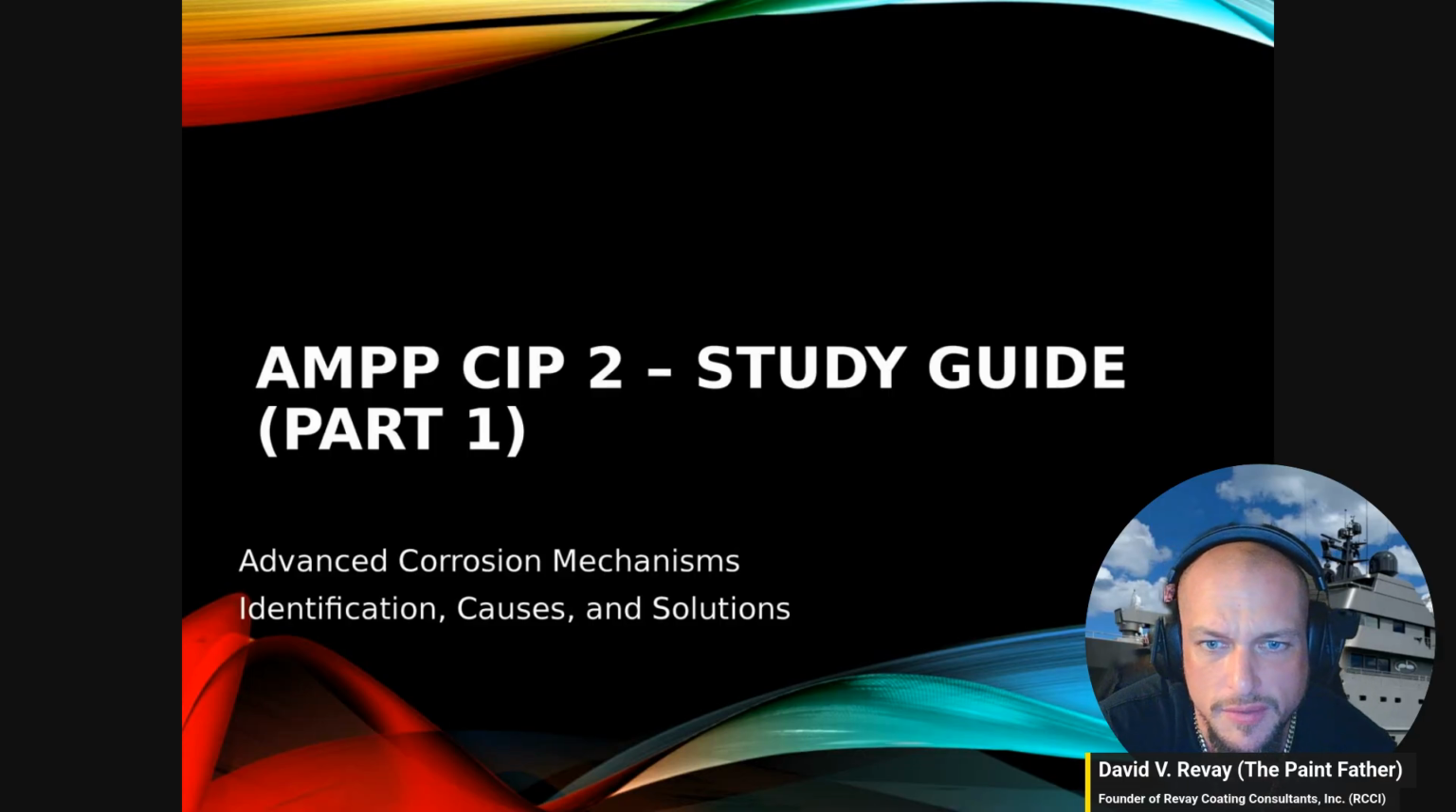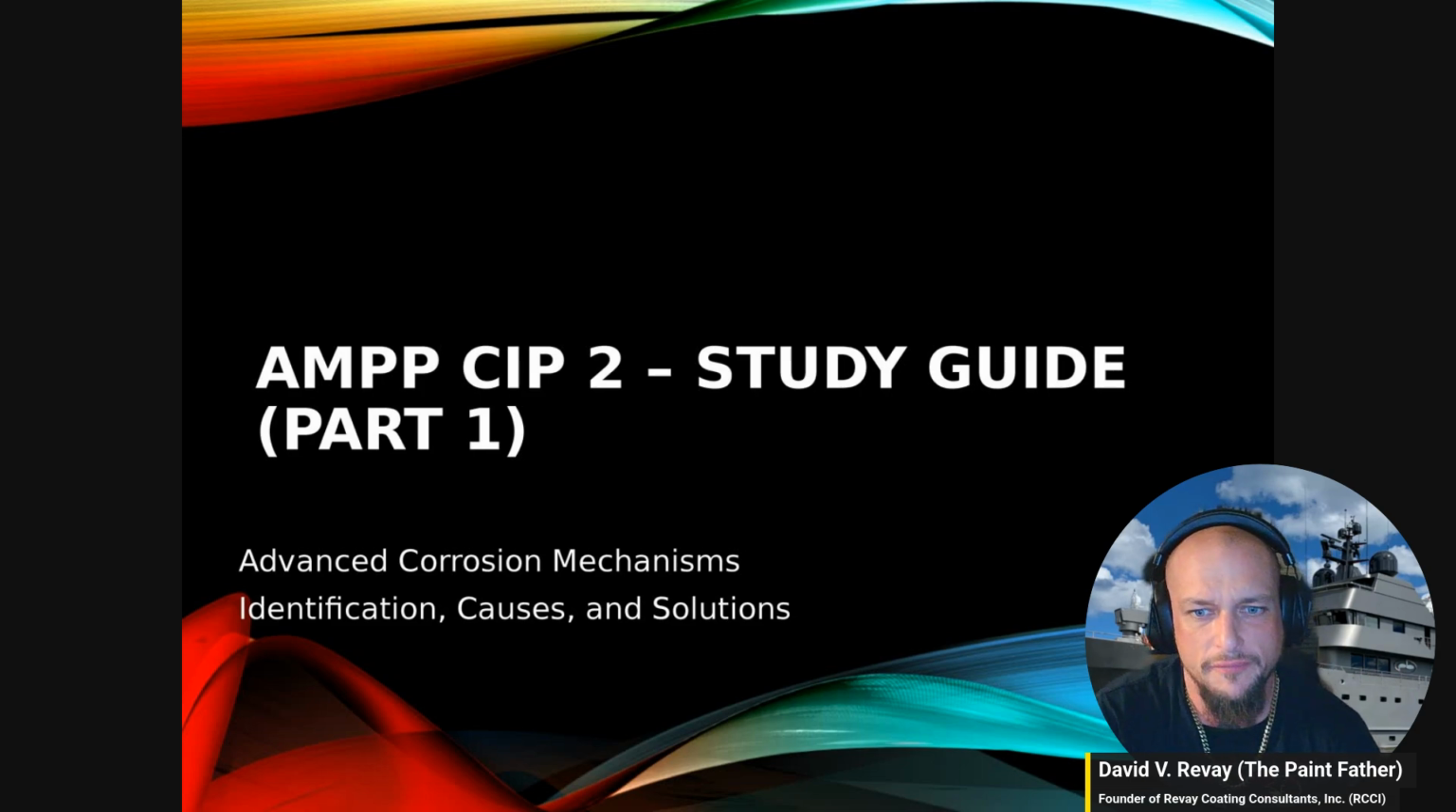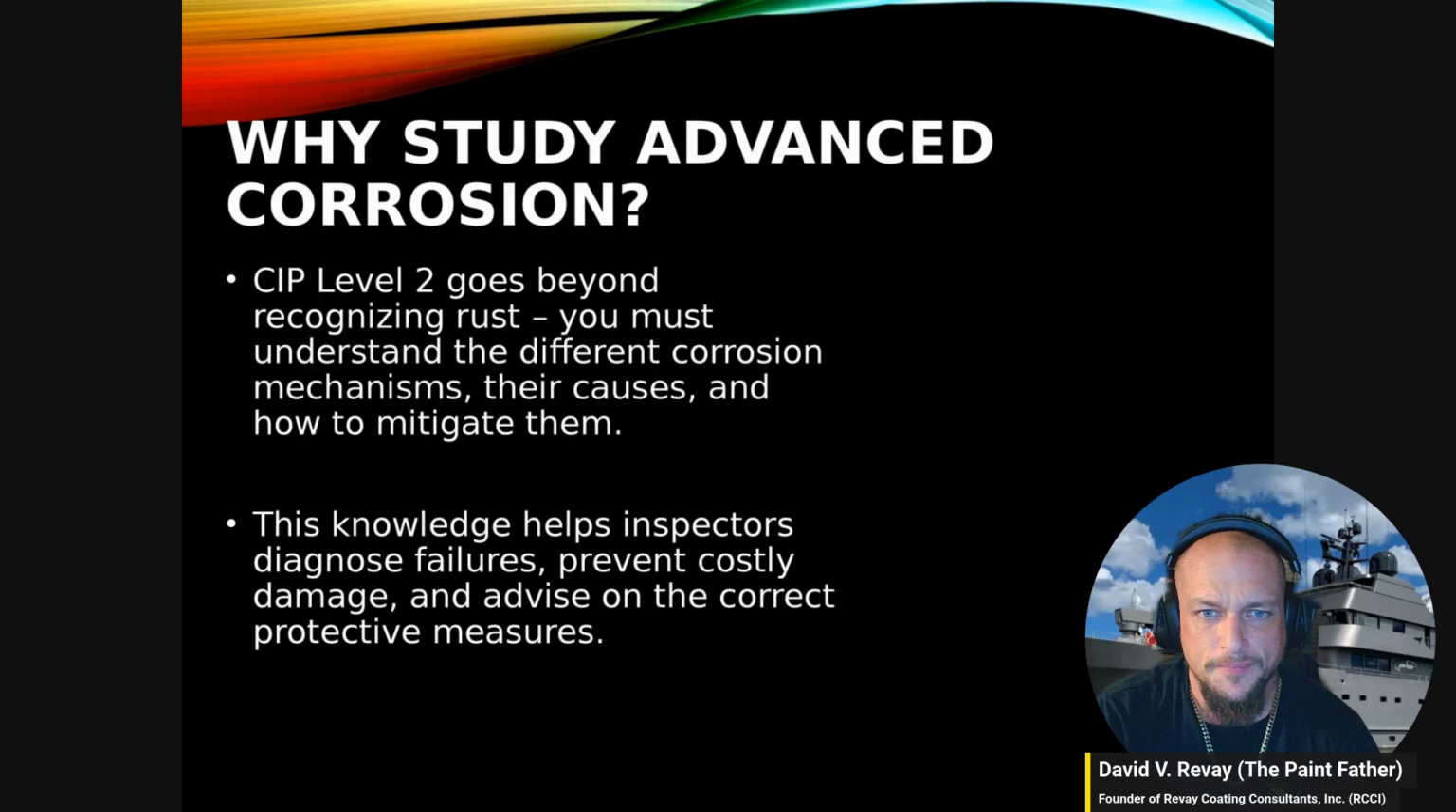This is the CIP2 study guide, part one of it anyway. In this one, we're going to go over advanced corrosion mechanisms, how to identify them, the causes, and the various solutions. Again, this is for anybody going for their CIP level 2. I'm just going to try to cover as much of the advanced stuff, whatever I can think of. So if you want something specific, please leave a comment.